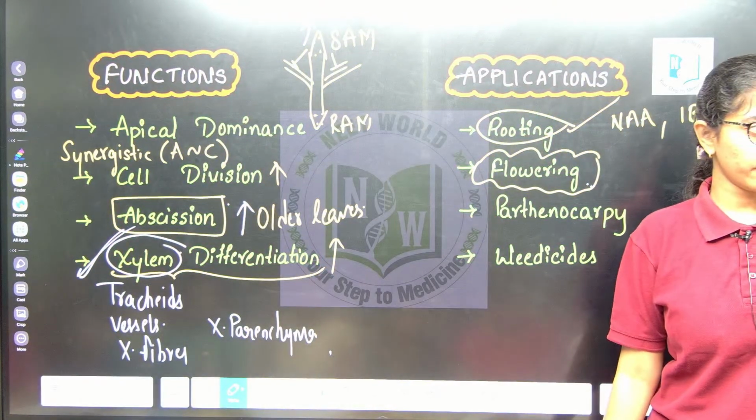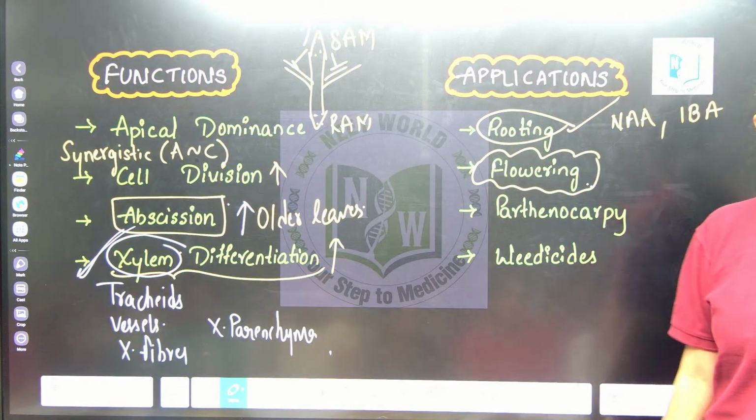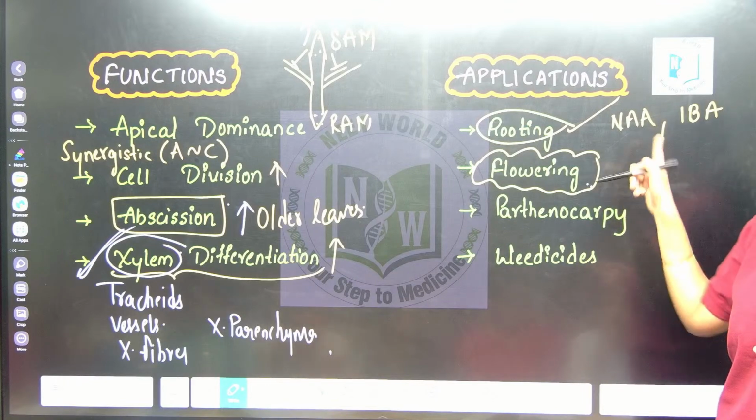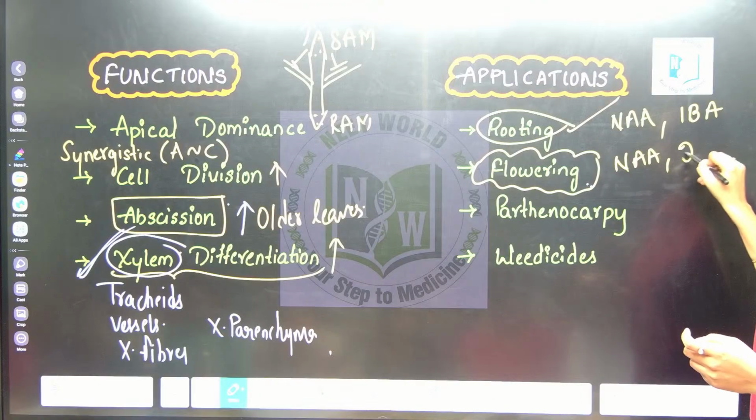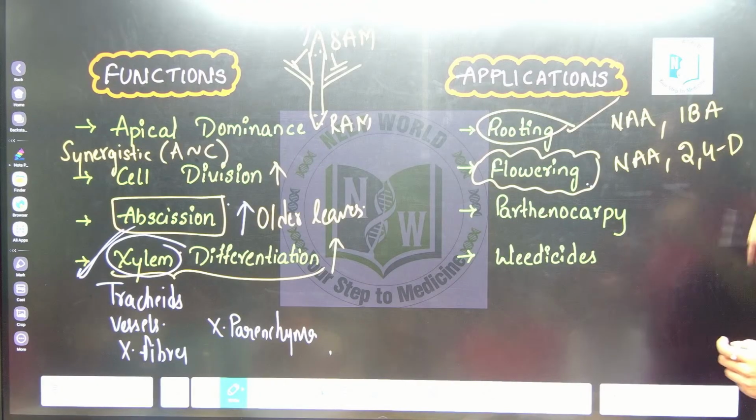Flowering in the plants: when auxin is sprayed, flowering is seen. Flowering is promoted. For that, what type of auxins are used? Naphthalene acetic acid and 2,4-dichlorophenoxyacetic acid. These are the auxins that are used.